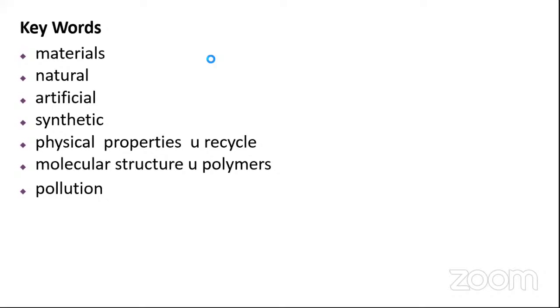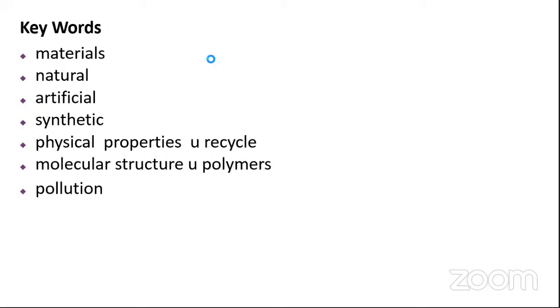Natural means? Help of man. Natural means something that exists without the help of man. Okay, something that can exist without the help of man.